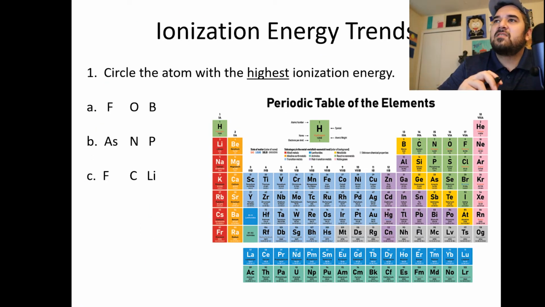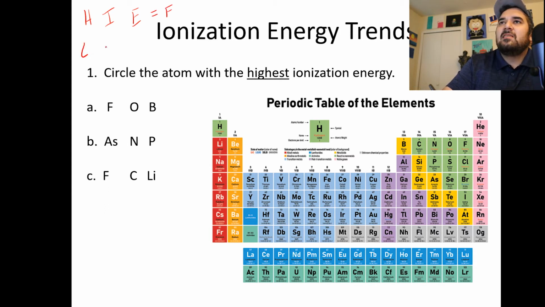All right, so it says circle the atom with the highest ionization energy. First thing I want to do is tell you which element has the greatest ionization energy. If you know that, you're going to be able to solve all these problems without any question. So highest ionization energy, that's going to be fluorine. Least ionization energy, that's going to be francium.